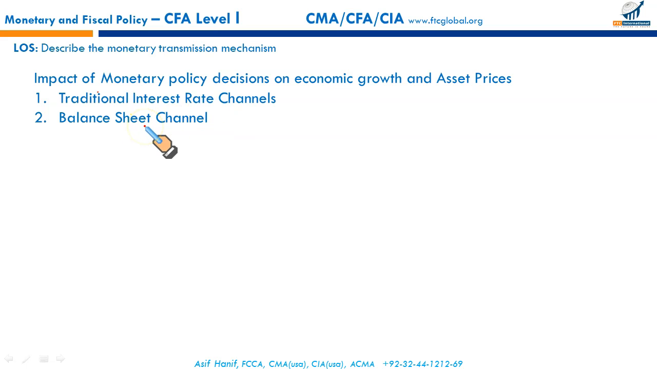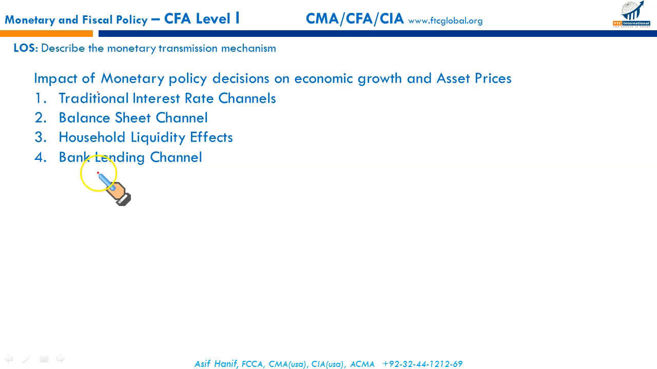Balance sheet channel. Easing monetary policy would increase stock and asset prices. People will have money to buy assets and stocks, which leads to increased investment. And of course, this is the asset side of the balance sheet. That's why it's called the balance sheet channel. Household liquidity effect. Increased wealth from rising asset prices leads to more consumption purchases. When your wealth increases, you tend to spend more.